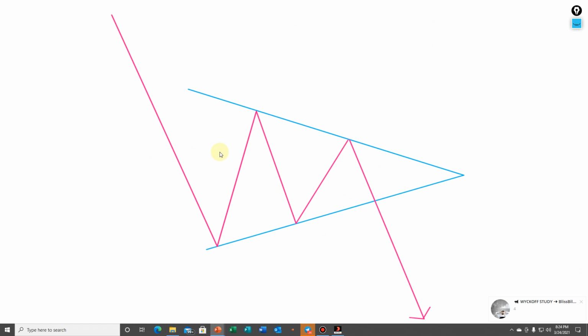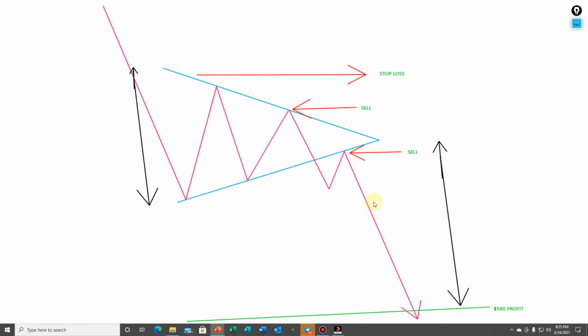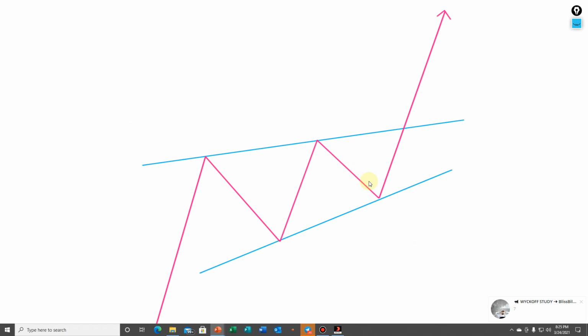Same principle applies to this one. If price is on a downtrend and starts consolidating and it shows you this, just know you should be aiming at selling at this particular point. Once it retraces, you sell again and your profit targets are like that. Very easy. So that's another pattern that we have.